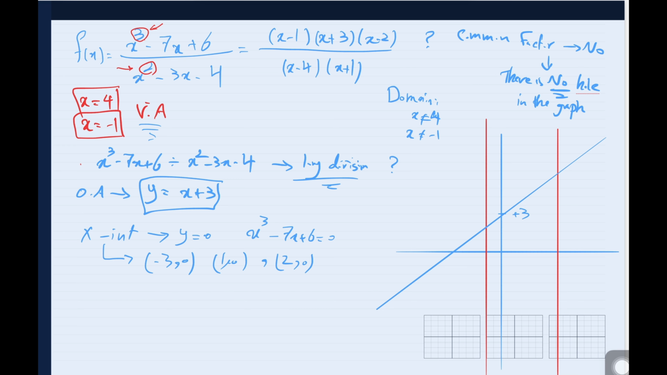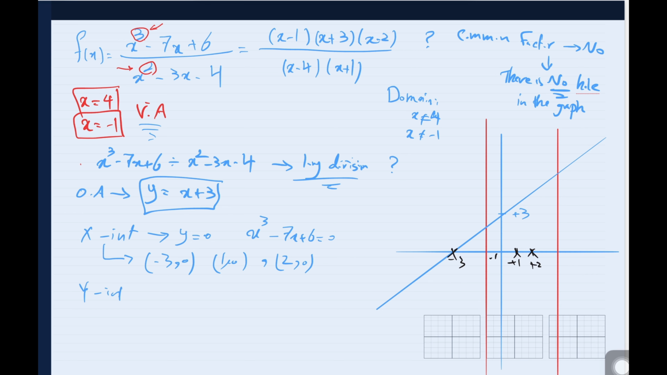So then -3, so this was -1. So then -3, 1, +1, and then +2. So then these points are x-intercepts.